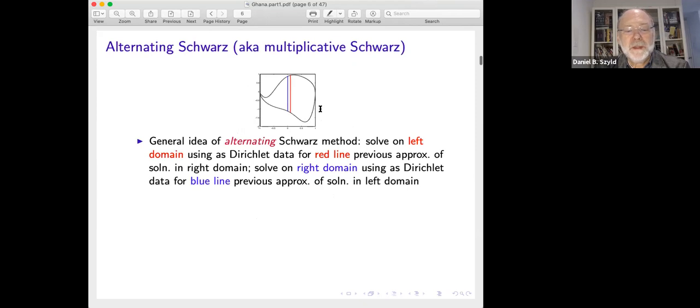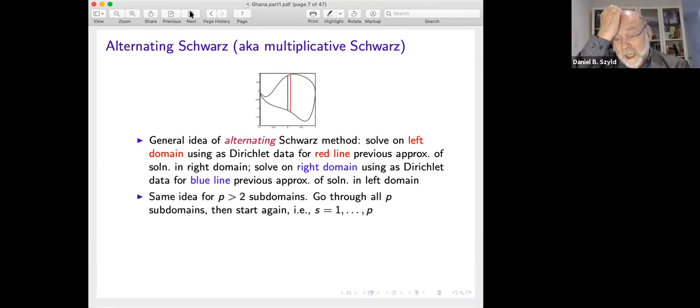Okay, so this is what alternating Schwarz means. It's an iterative method to solve the PDE. Of course, I just described this to you in the continuous, but you can do this in the discretized way.